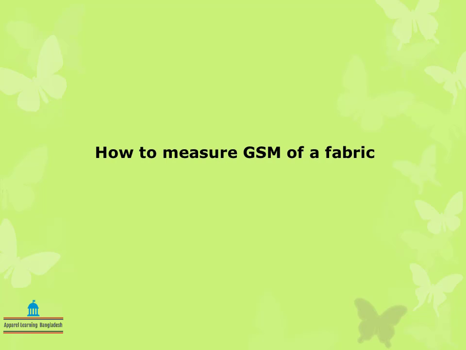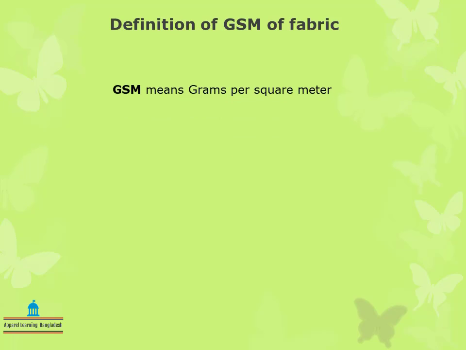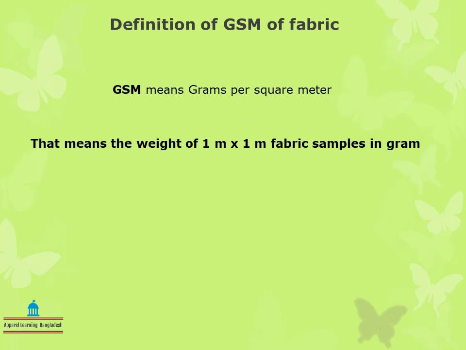Today I will discuss how to measure GSM of a fabric. So GSM means grams per square meter. That means the weight of 1 meter into 1 meter fabric sample in gram is known as the GSM. So if the fabric sample is cut in 1 meter into 1 meter area, then the weight of the fabric sample will be known as the GSM.